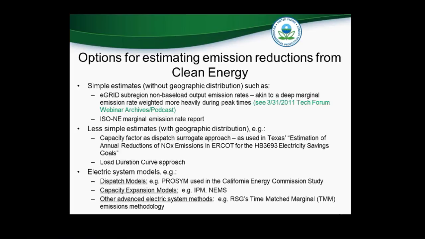And then finally, the most refined approaches are the electric system models. There are dispatch models, for example, ProSim, that you'll hear about later in this webinar, and also capacity expansion models such as IPM, which EPA uses in their cap and trade program development, and also other advanced electric system methods, for example, the RSG's method, which you'll also hear about this afternoon.